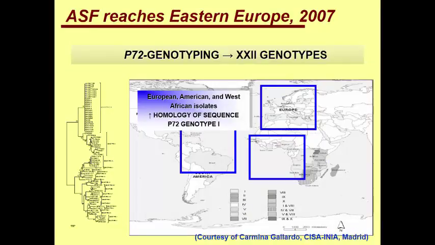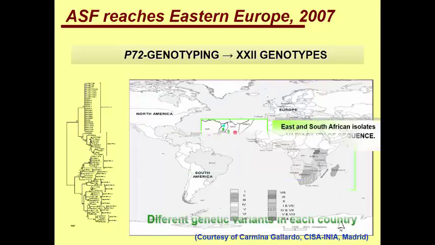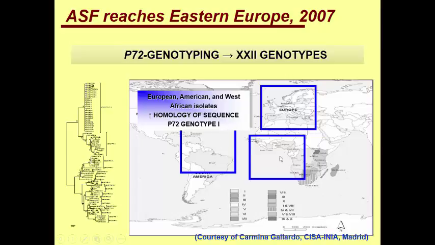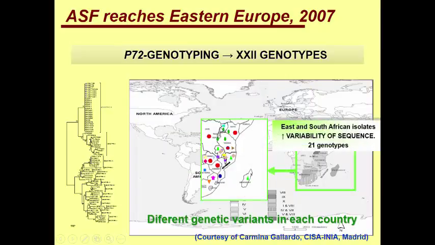But in 2007, something really occurred. The virus has been classified using genotyping for the C-terminal of the P72 gene. And it is known that the virus that came from West Africa to Europe in the 60s belongs to genotype 1. But in Africa, there are 21 genotypes, and probably more than 21 at this moment. 21 genotypes relating to the P72 protein, or the gene that codifies the P72 protein. And this is probably due to the epidemiology of African swine fever in Eastern Africa, which includes not only wild pigs and domestic pigs, but also the tick.